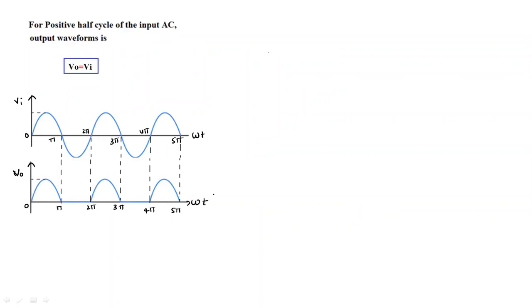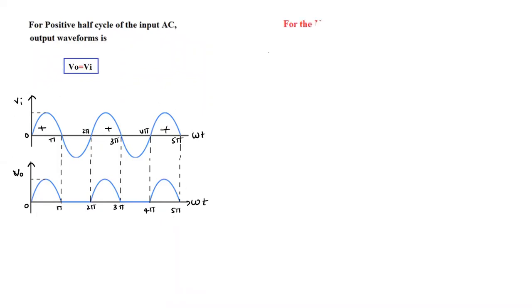Here we are giving only the positive half cycle to the rectifier circuit. If we give the positive half cycle, we are getting the output exactly equal to the input. This is also a positive half cycle, and for the positive half cycle the output is exactly equal to the input. So this is about the center tapped full wave rectifier. If we give the positive half cycle to the rectifier circuit, these are the outputs we will get.